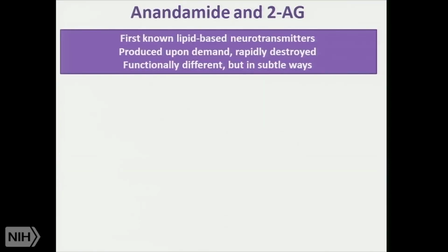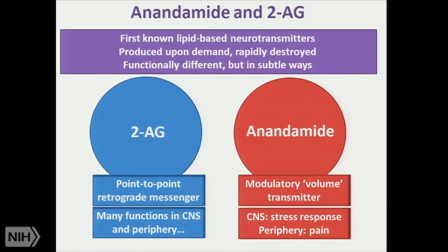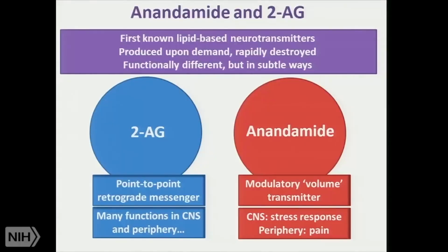So in the next couple of minutes, I'd like to go over anandamide and 2-AG. To start off, I'd like to give you a sense of what personally I think these compounds do based on an assessment of the literature over the last several years. 2-AG, we have heard, is the workhorse. Dr. Cravatt used a very nice metaphor. Indeed it is. Another way of looking at it is that it's a point-to-point messenger. It goes from one side of the synapse to the other retrogradely. Instead of going from pre to post, it goes from post to pre, and exerts many functions in the CNS as well as the periphery.